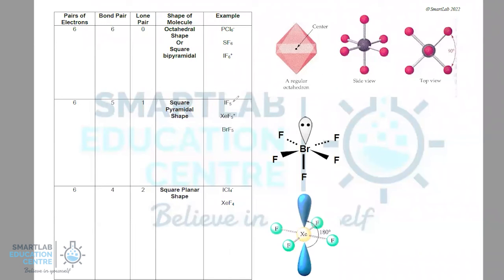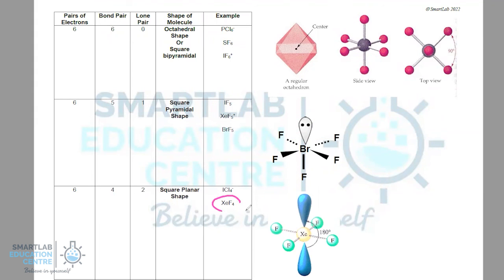Finally, we take a look at IF5. In the case of IF5, in the same way, it has 5 bond pairs with 5 of the fluorine atoms, and you will have 1 lone pair. So with 1 lone pair and 5 bond pairs, the lone pair will be as sketched here. Therefore, this will be a square pyramidal shape.